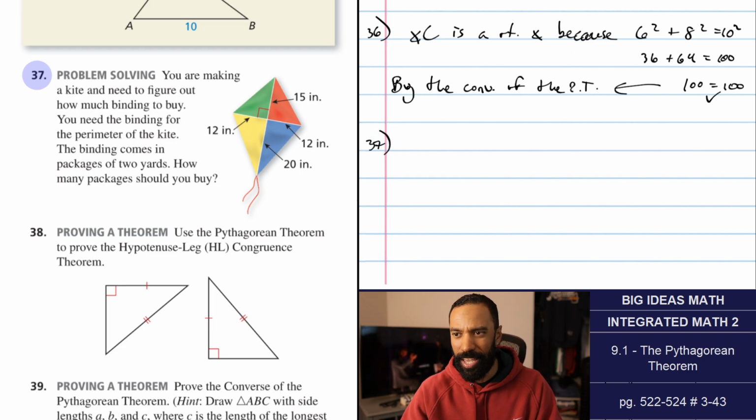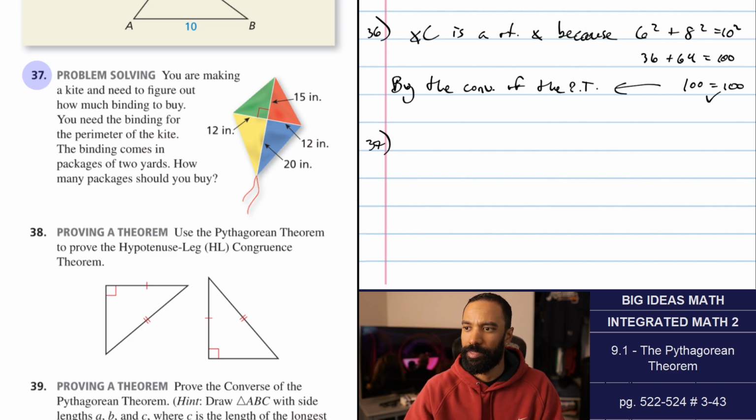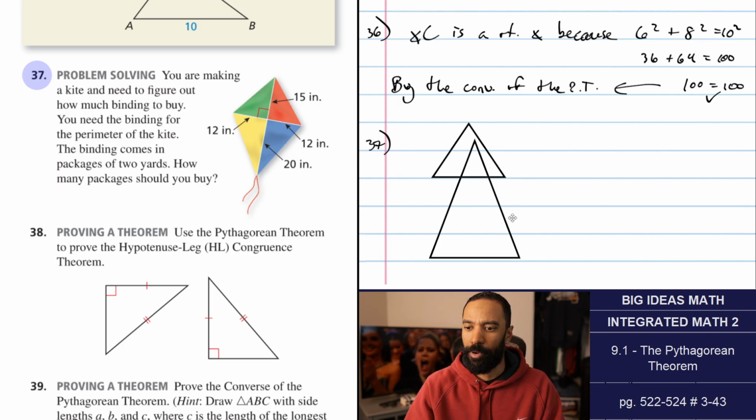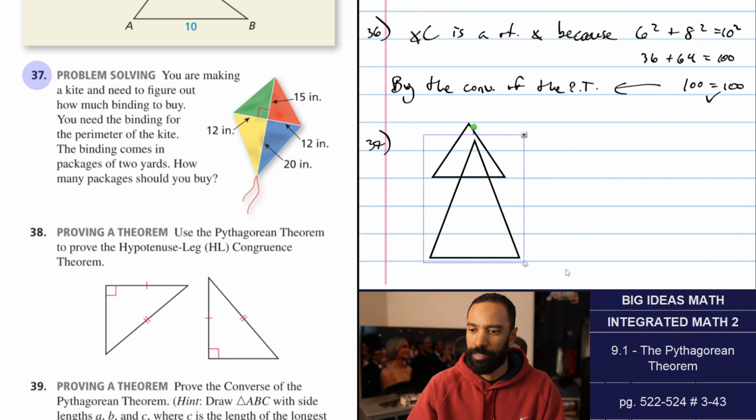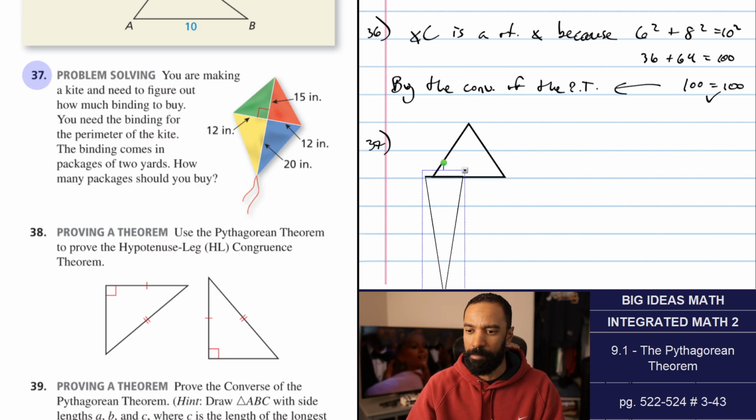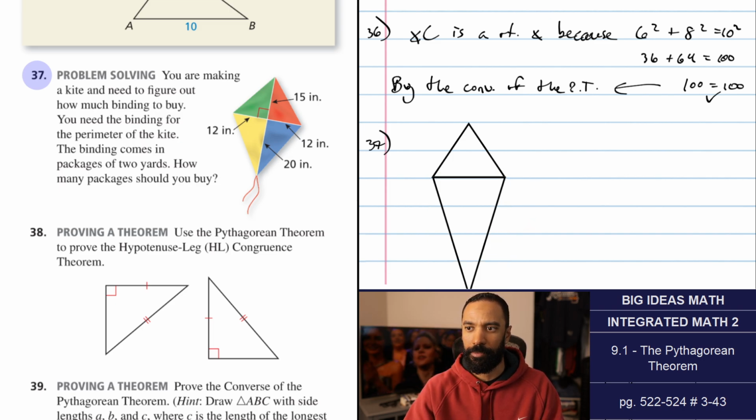So number 37, let's kind of draw this out. I'm going to do like a triangle. It's not required. I could just draw a kite much more easily. But I'm going to draw 2 triangles, and I'm going to flip one over. Give me a second, because I don't think my software has a kite shape. If I flip this over and line them up like this, then you have the appearance of something that could be a kite, right? Hopefully that makes sense.